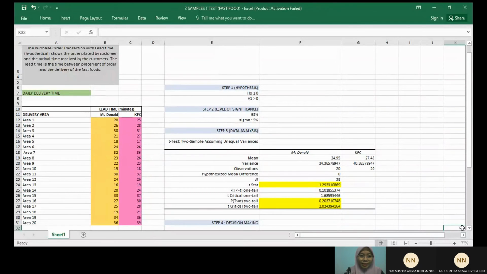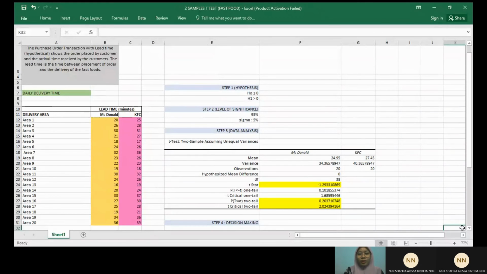So the question is, the purchase order transaction with lead time shows the order placed by the customer and the arrival time received by the customers. The lead time is the time between placement of the order and the delivery of the fast food. Okay, the data consists of delivery time for fast food, which is McDonald's and KFC. Okay, the steps to do two-sample hypothesis.